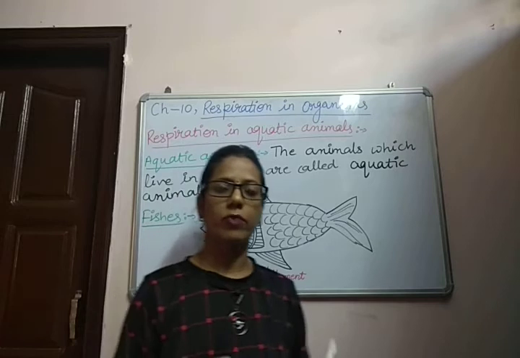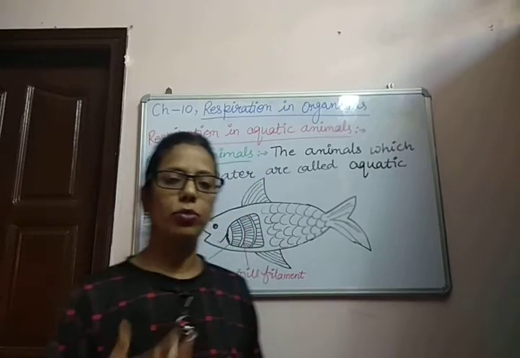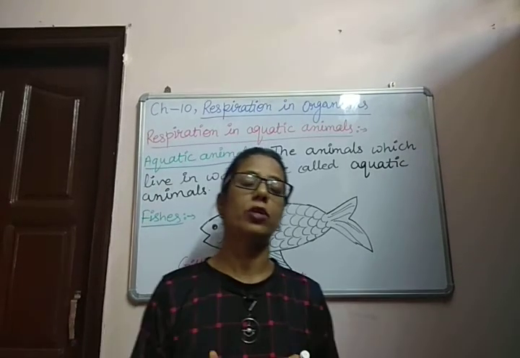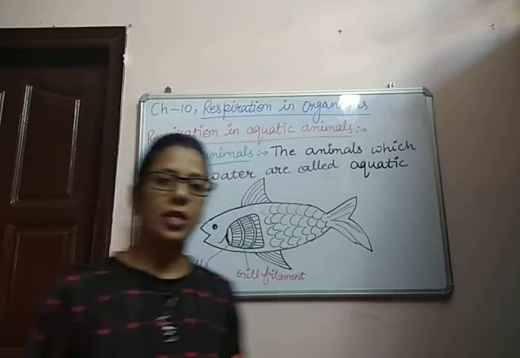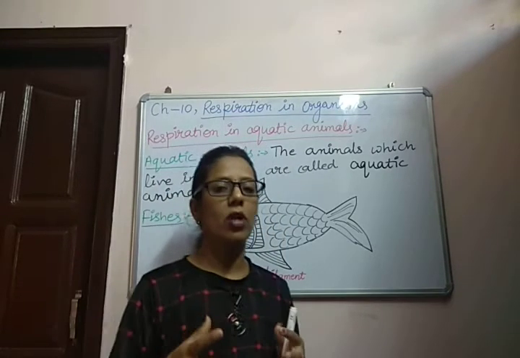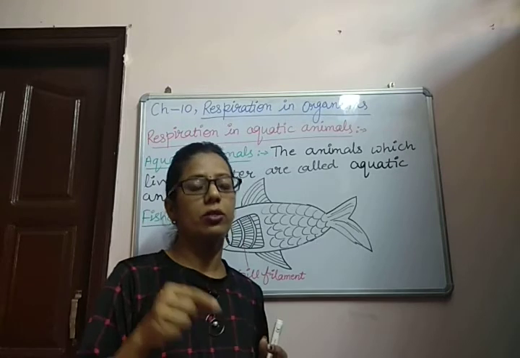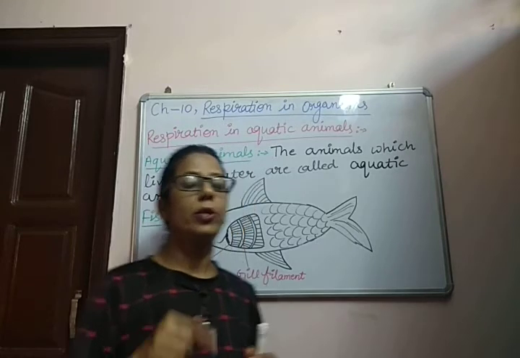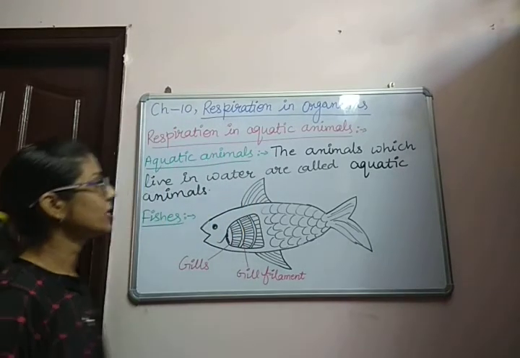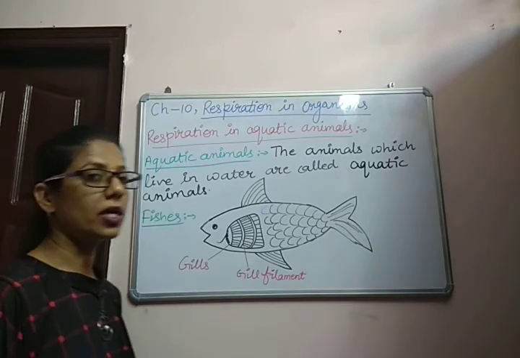And in frog, when they are present on land, they breathe through the lungs. But when they are present in water, they breathe through the skin. And when they are in the tadpole larva, when they are not adults, they breathe through the gills. So now our next topic is respiration in aquatic animals.